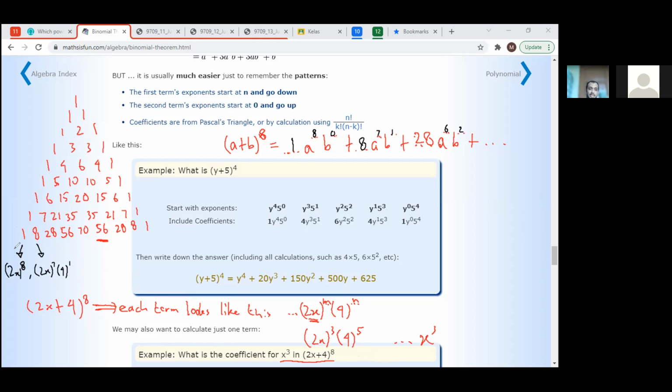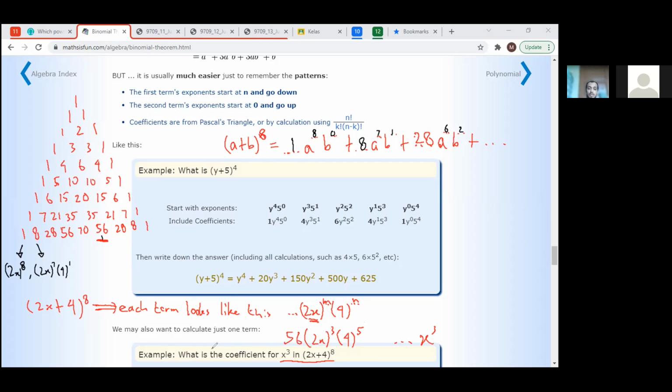So to get 3, we just count. This one will be 2x to the power of 8, 2x to the power of 7. Let's just look at the power: 8, 7, 6, 5, 4, 3. So the coefficient for 2x to the power of 3 is this one, 56. So the term that we are looking for is 56 times 2x to the power of 3 times 4 to the power of 5.